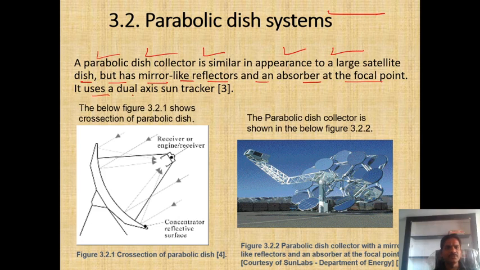Okay, it uses dual axis sun trackers. Dual axis sun tracker means it is moving east to west or north to south. If you consider this diagram, this is the receiver area, and this one is the aperture area. The solar radiation is incident on this reflector, and from this reflector it is incident on this receiver.